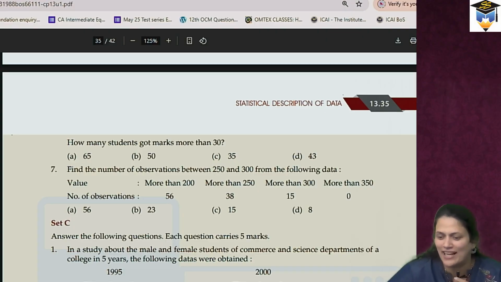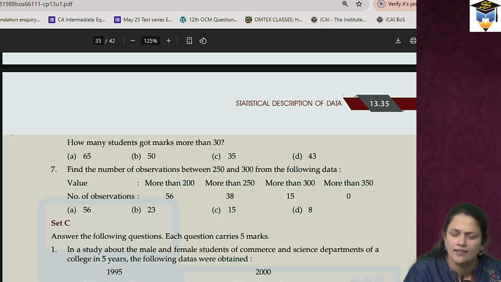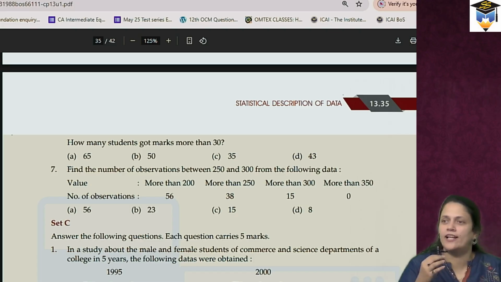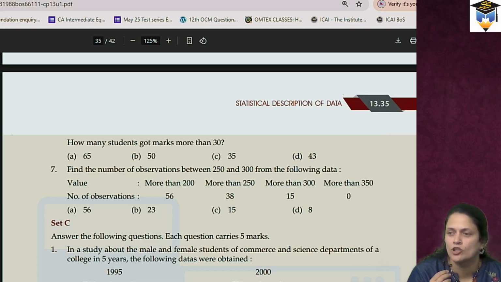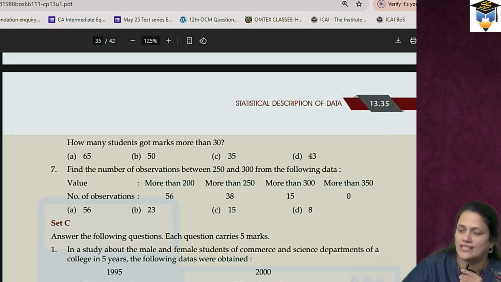So it is simple subtraction. Who will explain how 23? Come on Harshvardhan, you explain in Hindi. How? Why? So 38 minus 15, you will get the answer 23, option B. Now let us do C. Set C, only 5 minutes are remaining.